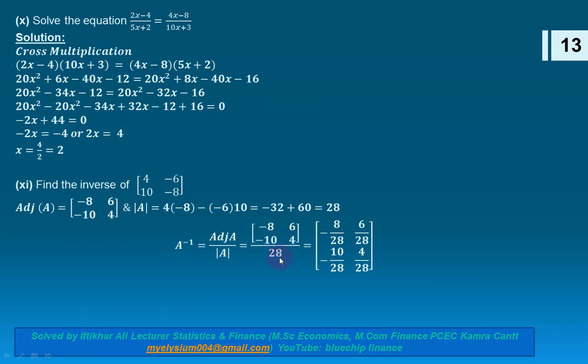When we remove this 28 from the division, it will simply be multiplied by the fraction 1 by 28. It will become minus 8 by 28, 6 by 28, minus 10 by 28, and 4 by 28. And that will be equal to A inverse.